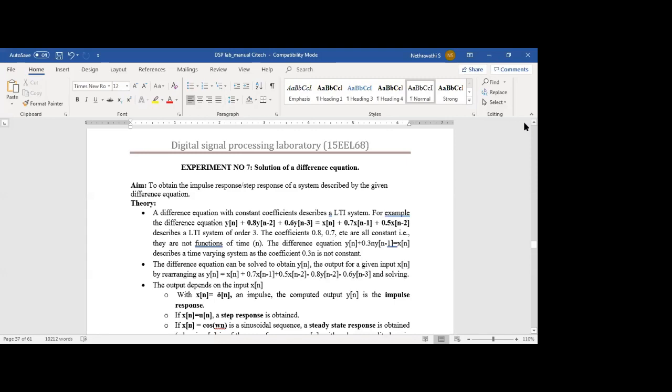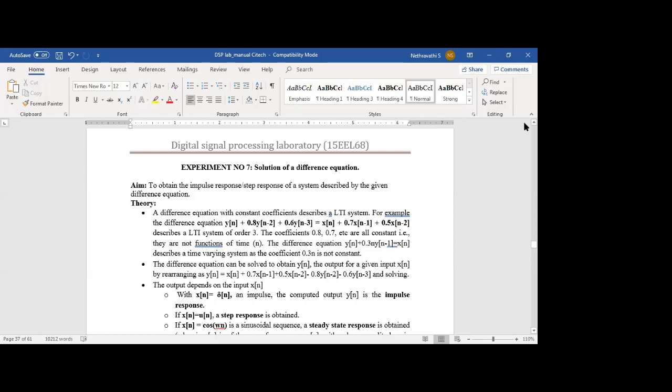Instead of going directly into a program, I'll explain what we mean by a difference equation. From the theoretical part which I've shared here, a difference equation with constant coefficients describes a linear time invariant system. There is an example given here: y of n plus 0.8 y of n minus 2 plus 0.6 into y of n minus 3 equals x of n plus 0.7 x of n minus 1 plus 0.5 x of n minus 2.